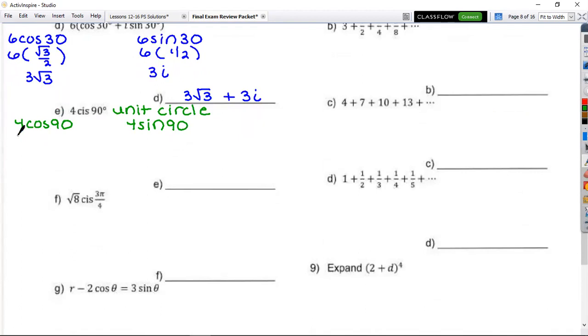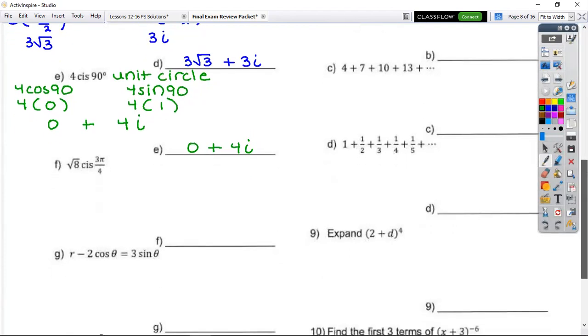So cosine of 90 is equal to 0, and then sine of 90 is equal to 1. So this is 0 plus 4i. You obviously don't have to write the 0 in the front of this if you don't want to. Okay, so either way.